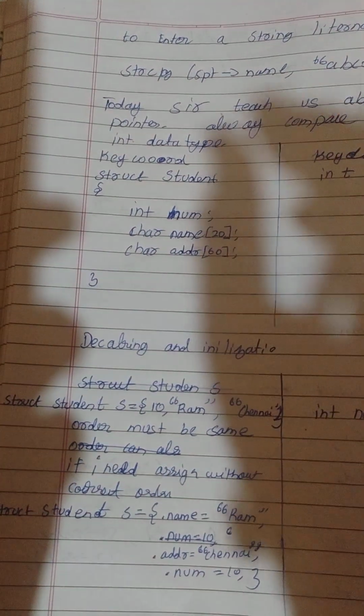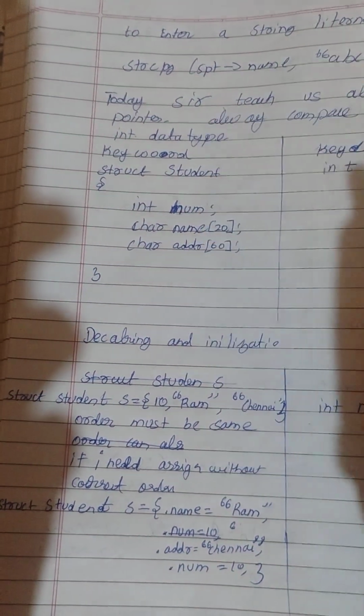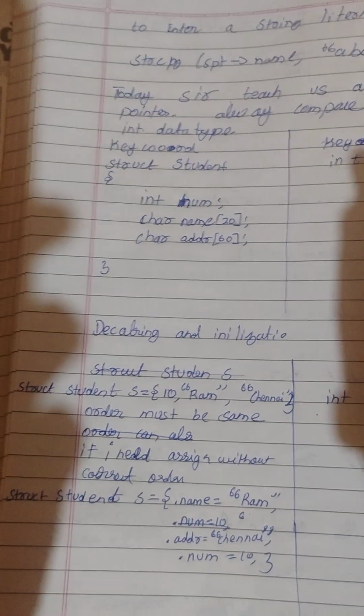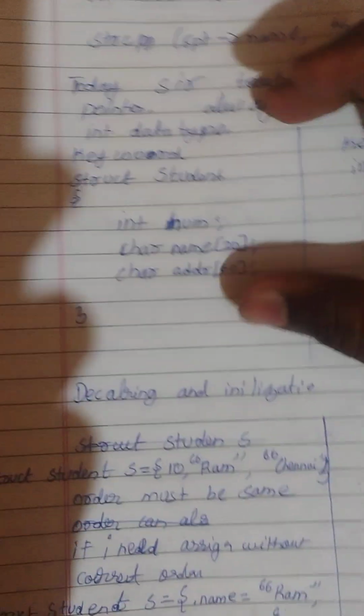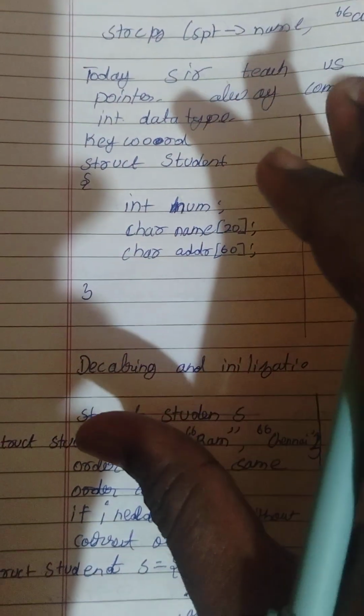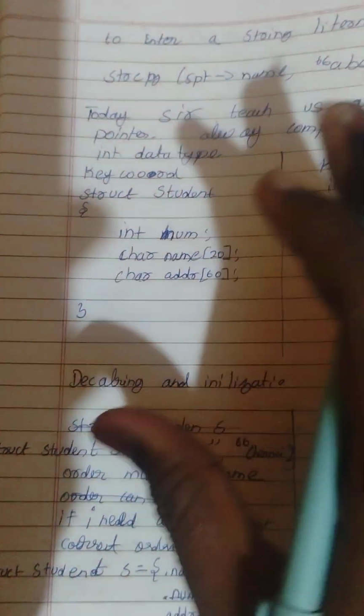Today we are going to see about structure. Structure is nothing but a collection of heterogeneous variable data types. Heterogeneous data types. Just consider this is a structure. Always see structure as an integer data type.